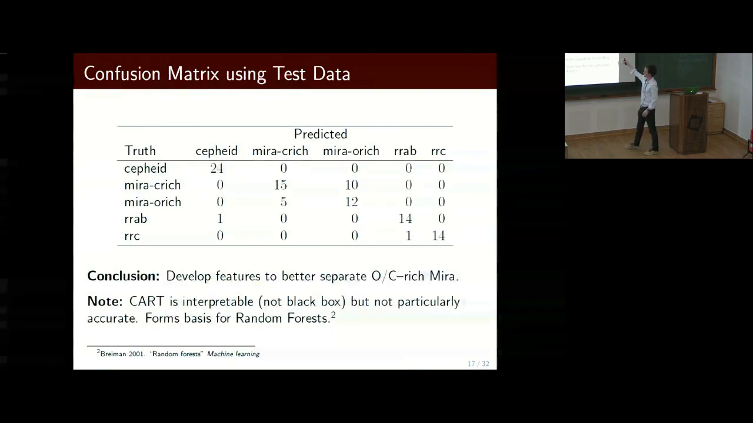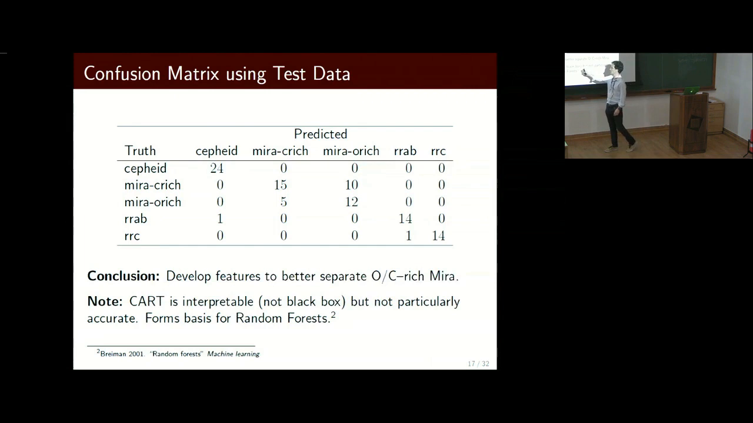Okay, so the confusion matrix tells us a bit about what features we might want to develop if we want to construct a better classifier. CART is quite interpretable. I showed the output of CART on the last slide. You can understand what it's doing. So CART is not a black box, but it's not a particularly accurate classifier. So there tends to be a bit of a trade-off between interpretability and accuracy for classifiers. Interpretable classifiers are usually a little bit less accurate.